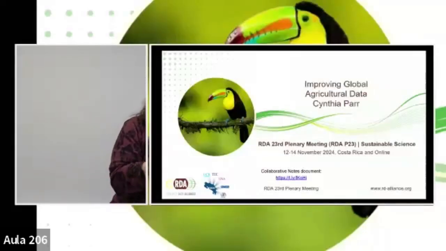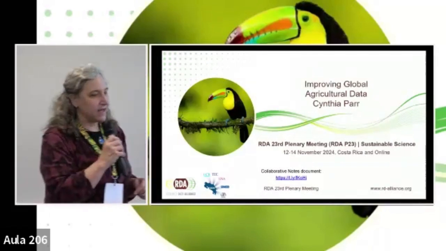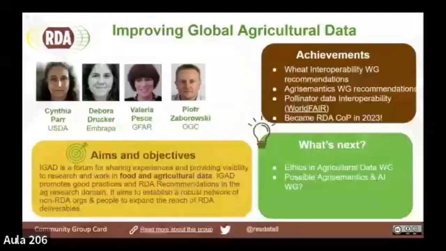But what I'm here to talk about today is my role as one of 4 co-chairs for the Improving Global Agricultural Data Community of Practice, which began in RDA very early, I think. The first plenary we started. Yeah, I was not there at that time, but it was an interest group and it's kept going strong since then.